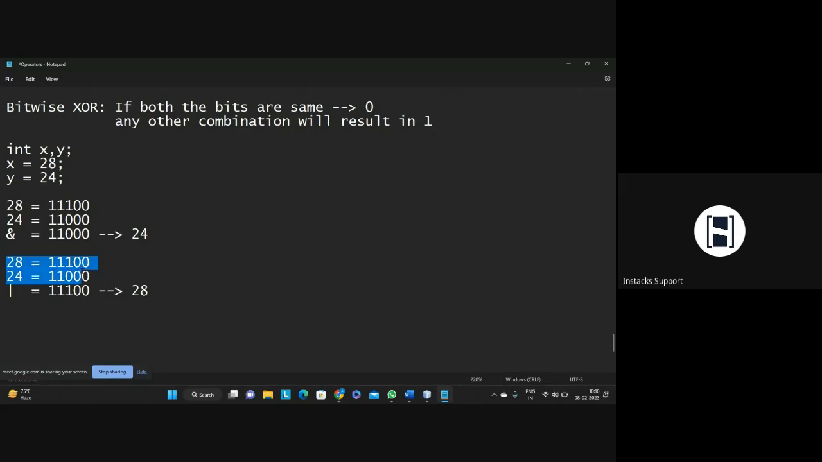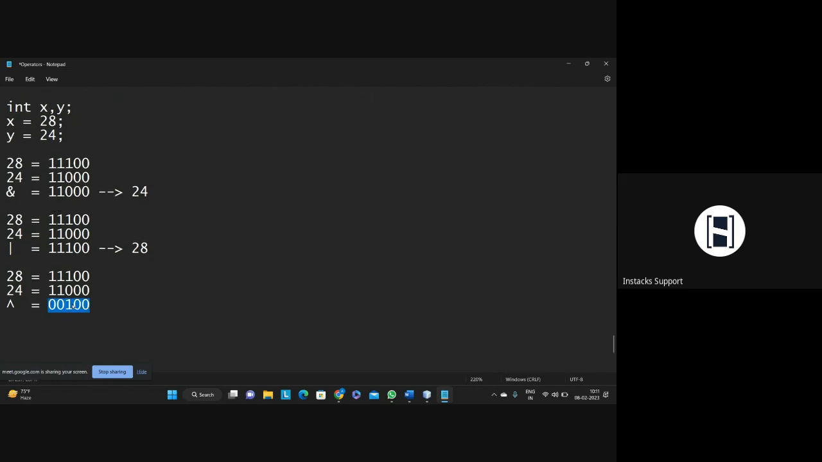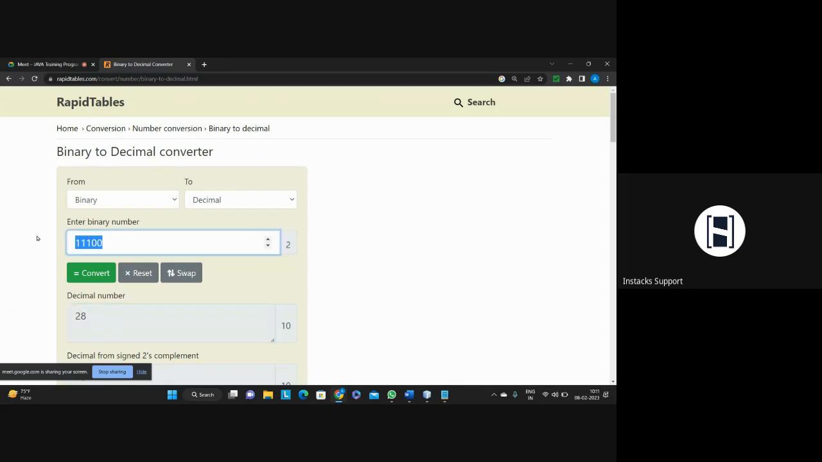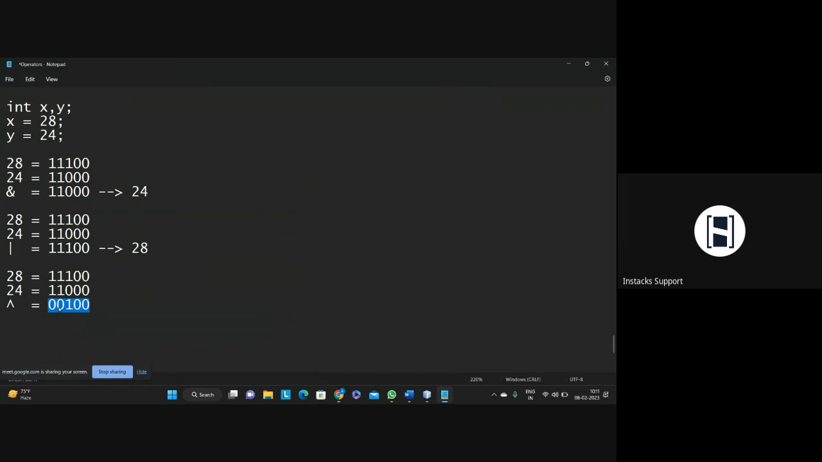Right. So now let us try the same thing here. Let us write the same thing for the bitwise exclusive OR. Where both the bits are same, 1, 1 gives 0. 1, 0, the bits are different now, so 1. Then 0, 0, 0. So this is the result we are getting. Convert this into a decimal number. See what is the output I got? 4. 4 is the output I'm going to be getting.